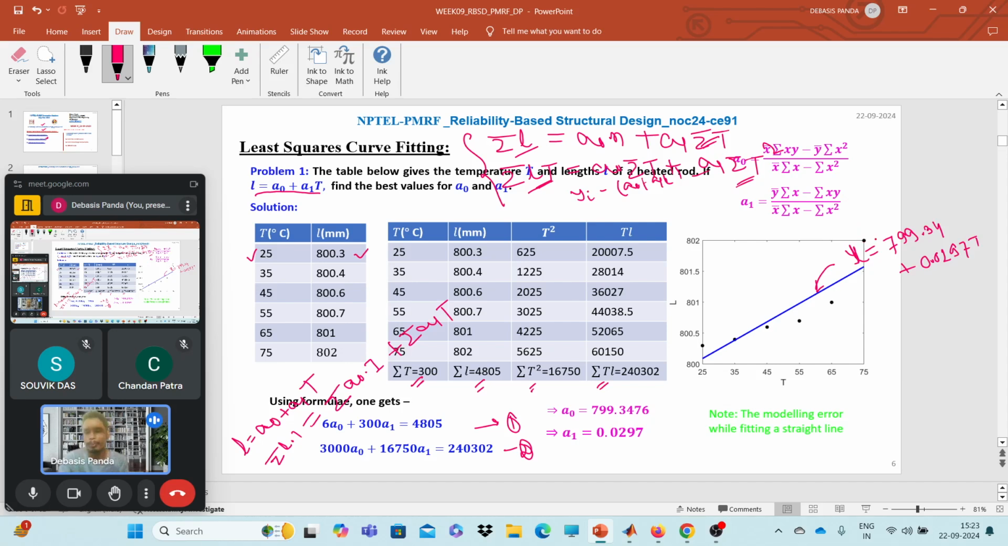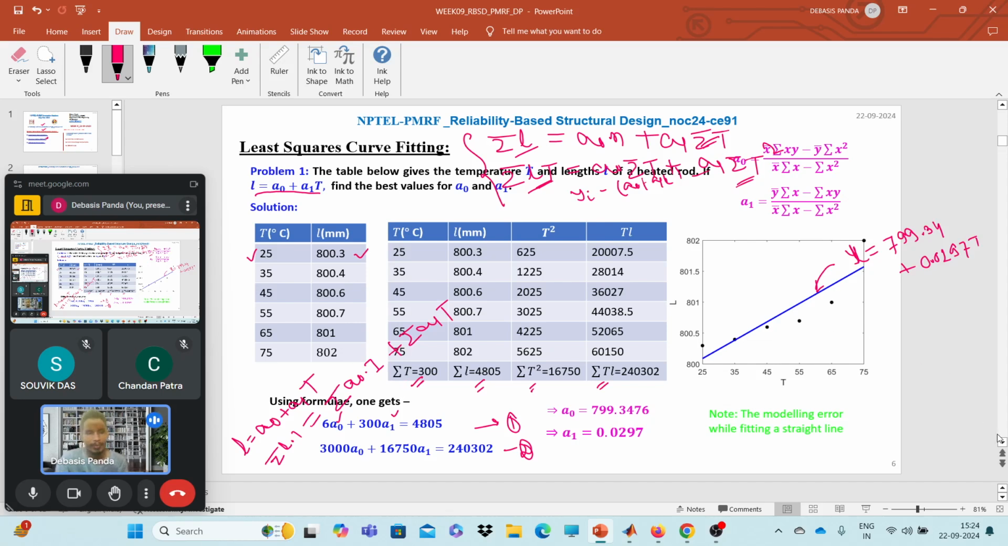So the main logic here is you need to find out the normal equations first, solve them, look for these constants or the unknowns. Once you have the unknowns, you can generate the polynomial function, and once you have the polynomial function, you can fit your proposed function to the data.